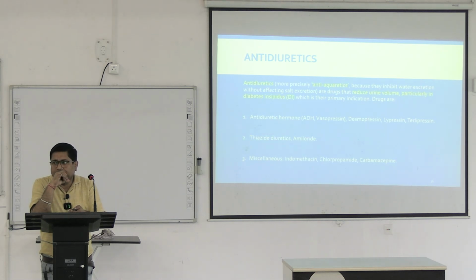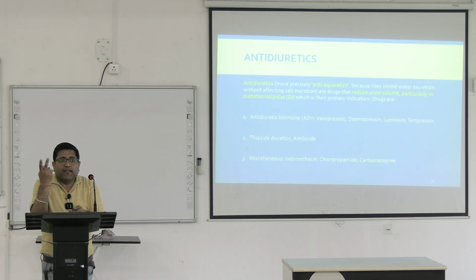They will have polyuria. It can be due to a central cause. It can be due to a renal cause. Okay. Central cause means ADH secretion is reduced from the pituitary. So that is also called neurogenic diabetes insipidus or central diabetes insipidus.